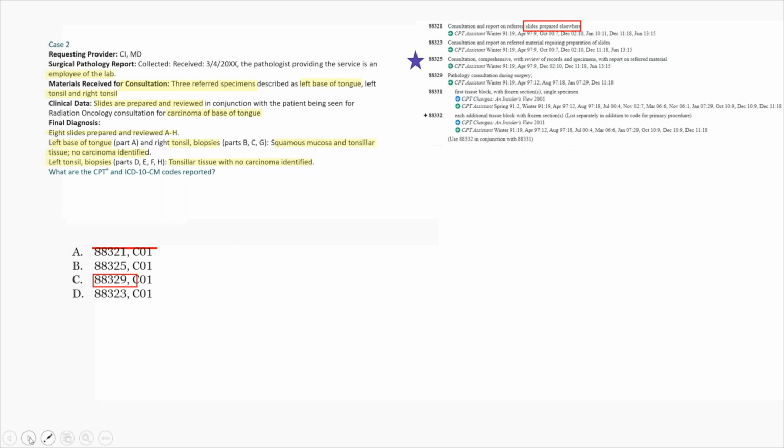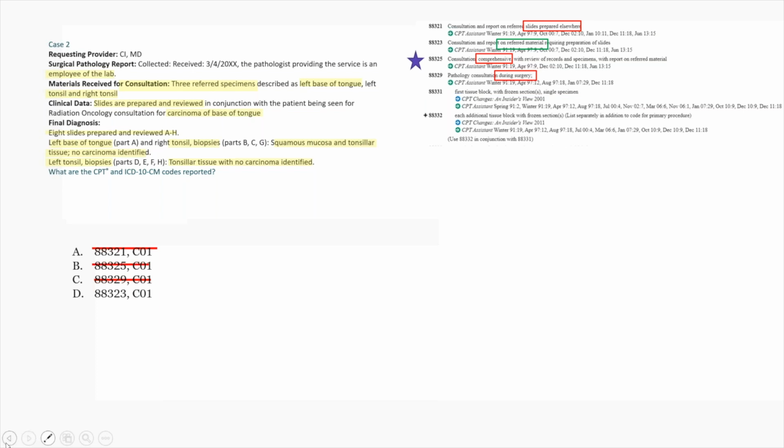Let's look into the next one. It is 88329. 88329 is coding for pathology consultation during the surgery. It is more a kind of an intraoperative pathology examination, so this will be done mostly during the course of a surgery. In our scenario, it was not done during the course of a surgery. The patient is being seen for a radiation oncology consultation. This was not during the surgery. That eliminates option C as well.